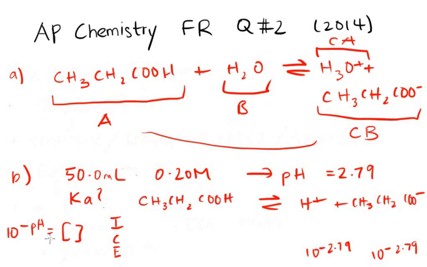Then they give you 0.2 molarity. So basically, you use the equilibrium expression, multiply these and divide by 0.2, and you get an overall Ka. Let me calculate that really quick.